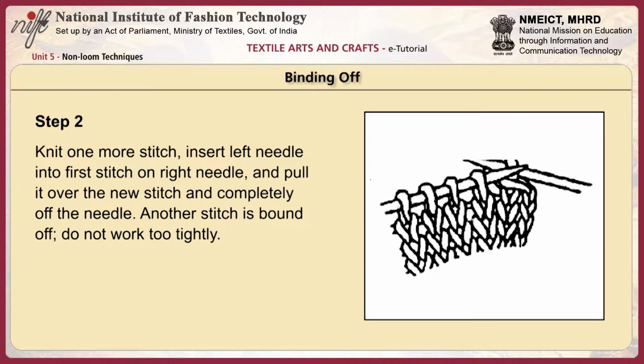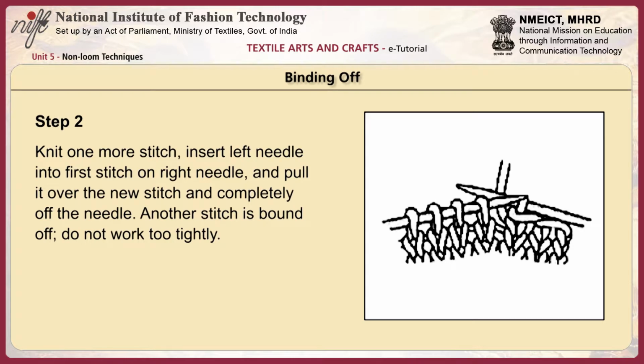Step 2. Knit one more stitch, insert left needle into the first stitch on right needle and pull it over the new stitch and completely off the needle. Another stitch is bound off. Don't work too tightly. Repeat step 2 until one stitch remains.